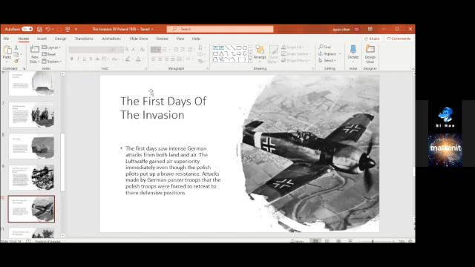The first days of the invasion. The first day saw intense German attacks from both land and air. The Luftwaffe gained air superiority immediately, even though the Polish pilots put up a brave resistance. Because of the attacks made by German panzer troops, the Polish were forced to retreat to their defensive positions.